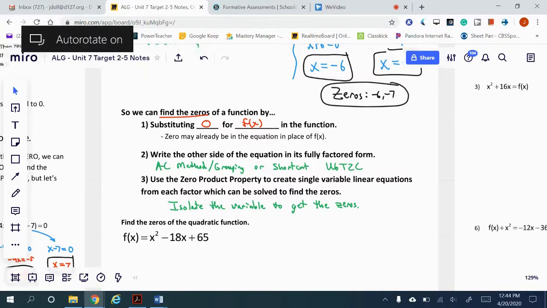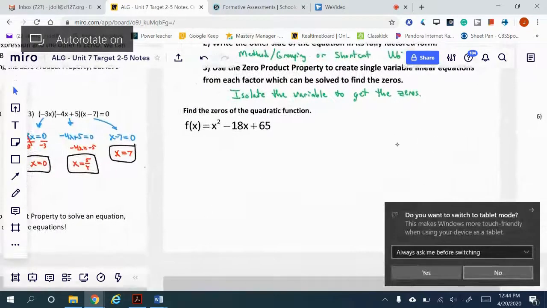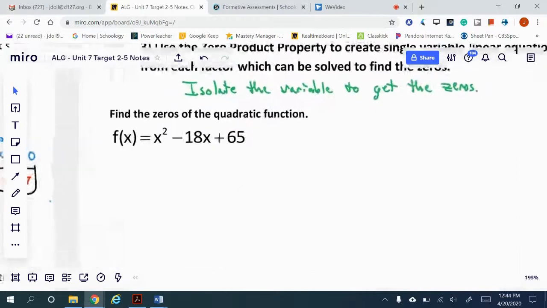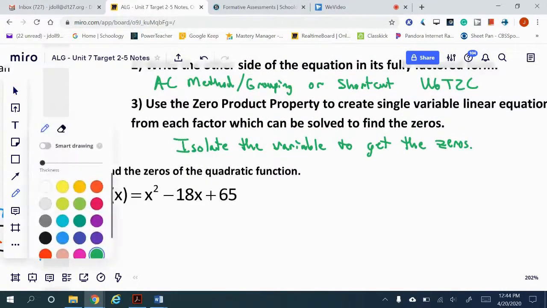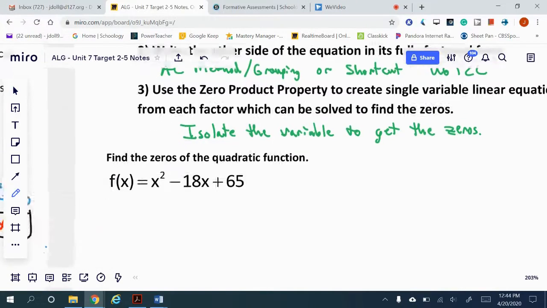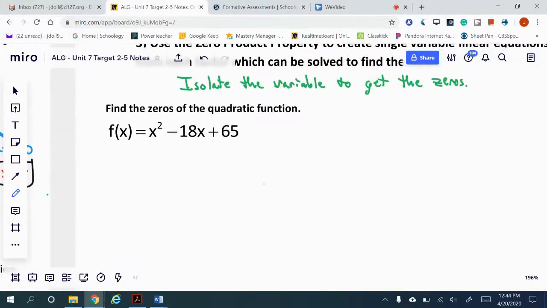So what we're going to do in these notes, guys, is we're going to walk through some more problems. We'll do some problems where we do have to use the AC method and grouping just to hopefully give you a refresher here. All right, so when we come across a problem like this, the first thing we're going to see is these directions. Find the zeros.